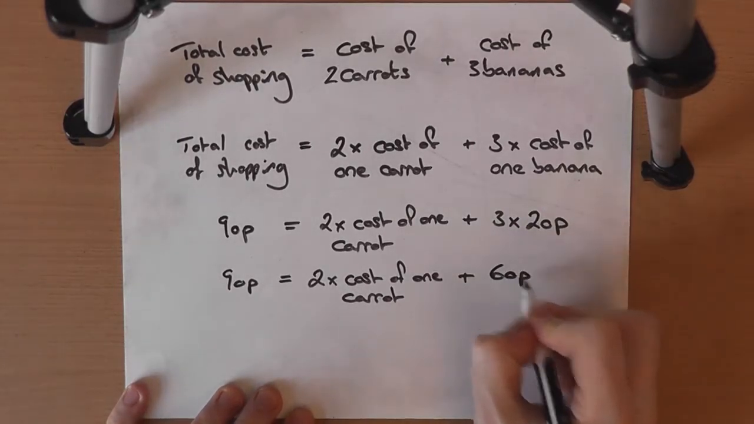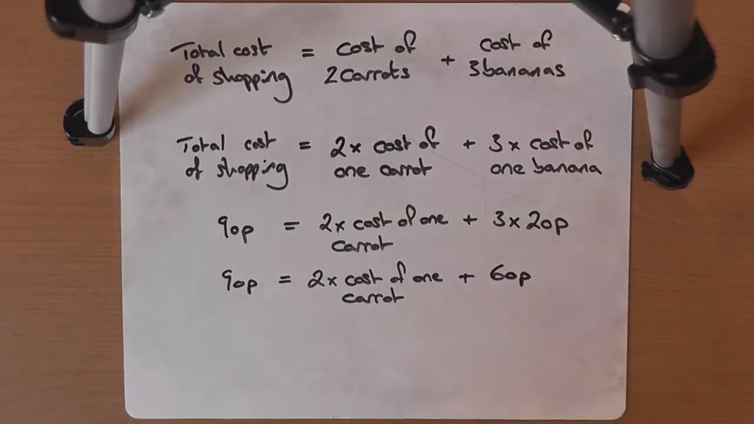3 times the 20 pence is 60 pence. The 90 pence comes from the 60 pence from the bananas plus the cost of the carrots, which is 2 times the cost of 1 carrot. So all we need to do to work out the cost of the carrots is know how much of the 90 pence is coming from the carrots. Well, if 60 pence is coming from the bananas, the rest must be coming from the carrots. That's an extra 30p we'd need.